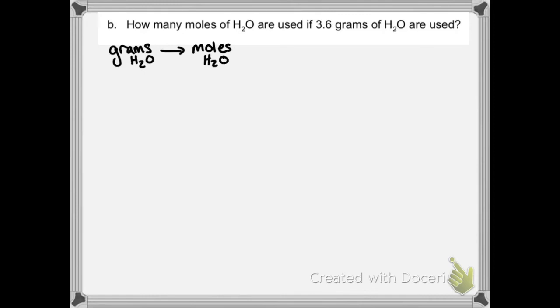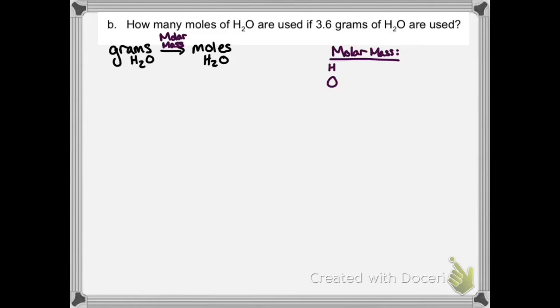Is there a way to do that? Yes, you guys are awesome. We're going to use the molar mass. And to use the molar mass, we are going to create our molar mass by looking where? Perfect. We're going to look at our periodic table. So we look at our periodic table, we're going to find H and O.